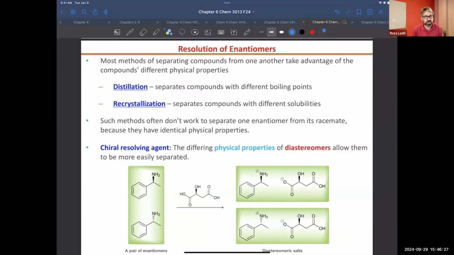That is the subject I want to talk about. Enantiomers are identical mirror images of each other, but not superimposable. They have exactly the same boiling temperature and physical properties. So how do you want to separate them?